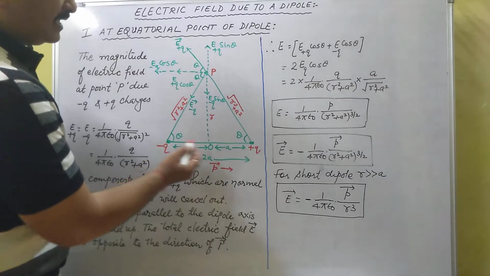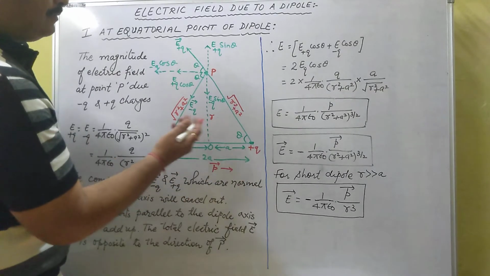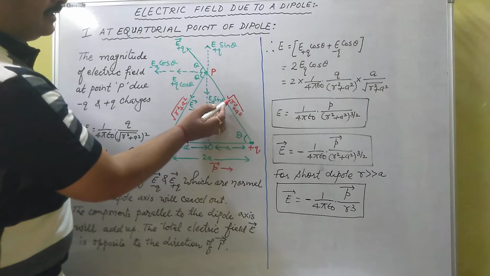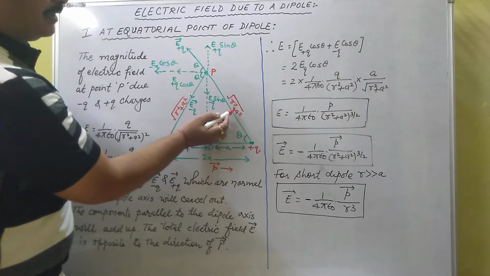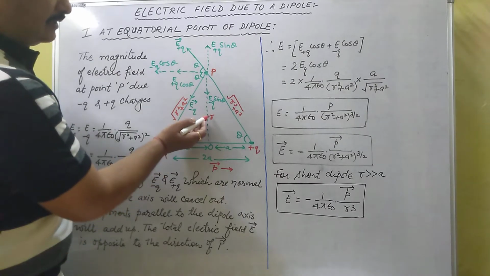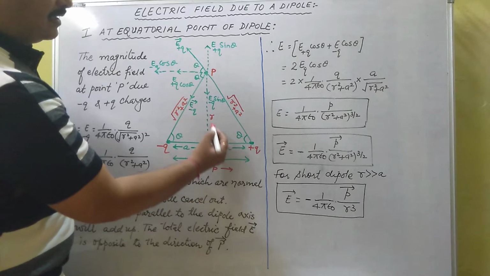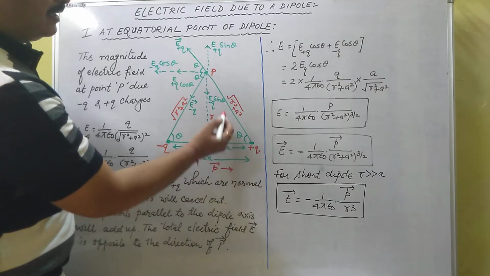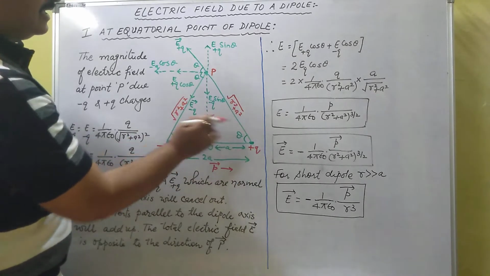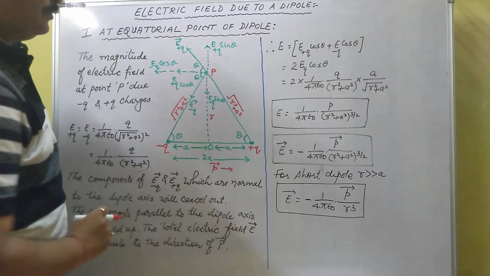So from minus q and plus q, using Pythagoras theorem, you will have distance under root r square plus a square. This is r, this is a, square of r square plus a square, then root over it. That will give you this distance. Same distance will be for minus q.